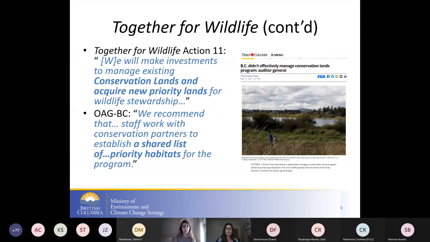And one of them is recommending that staff work with conservation partners to establish a shared list of priority habitats for the program. So it looks like there again, KBAs may be able to be a tool to play a role in helping to rank sites for the conservation lands program.